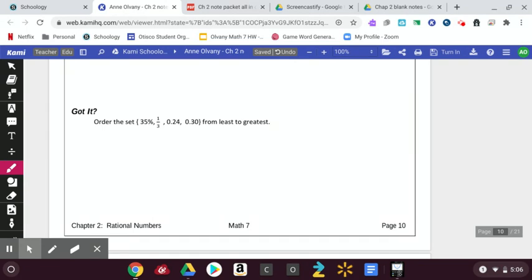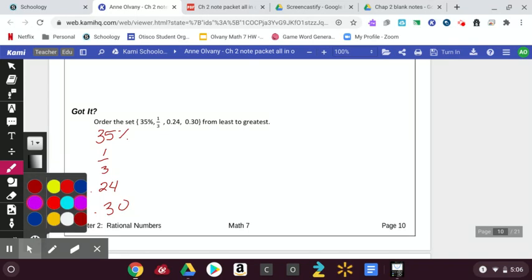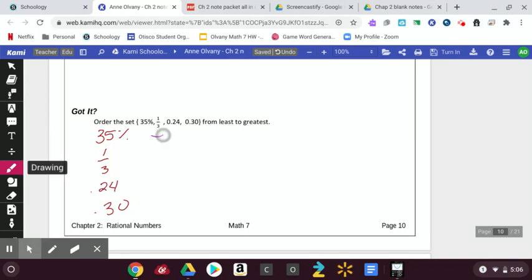So here we are. I've got 35%, 1/3, 0.24, and 0.30. 35% is 35 hundredths. 1/3, I can't easily change into a decimal, so I'm going to do 1 divided by 3.